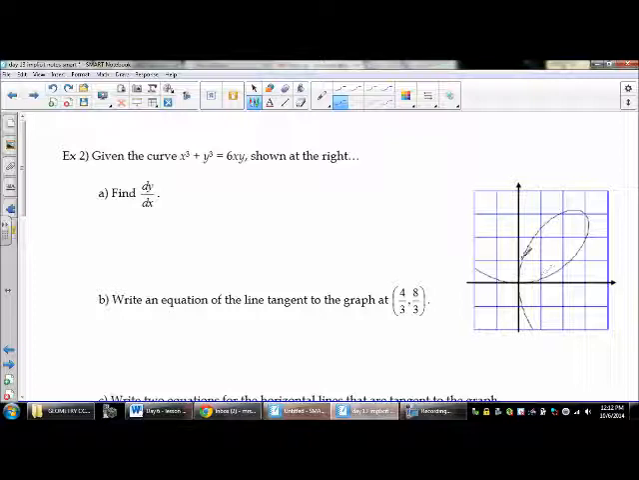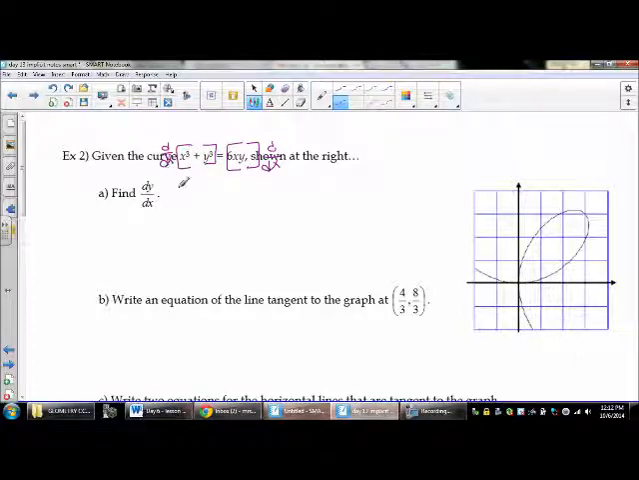Can this be written in y equals form? Not easily. I'm going to say it that way. Maybe not at all, but definitely not easily. I could break it up into a bunch of pieces, but we're just going to go with no for right now and say if I want to take the derivative, I'm going to need implicit differentiation. So I'm going to take the derivative of both sides with respect to x.